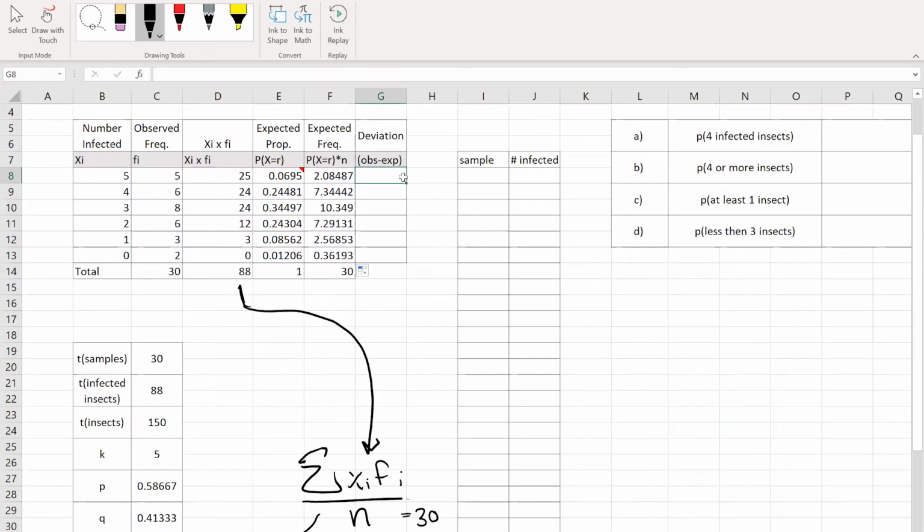And then finally, we have our deviations column. So that's our number observed, our observed frequency. How many did we actually see minus how many should we have seen if this was a binomial distribution?